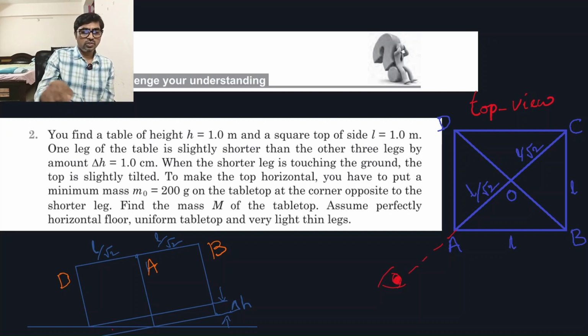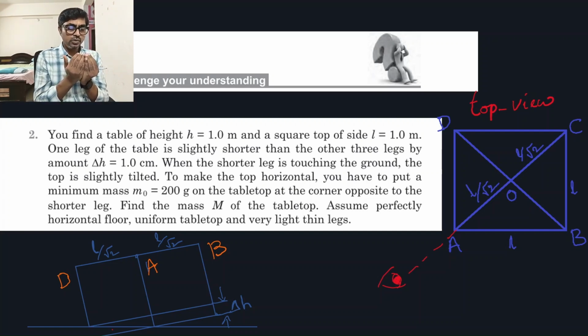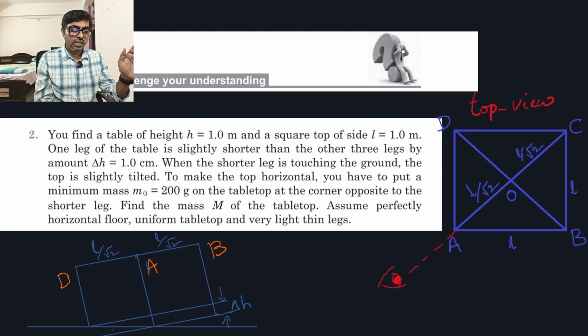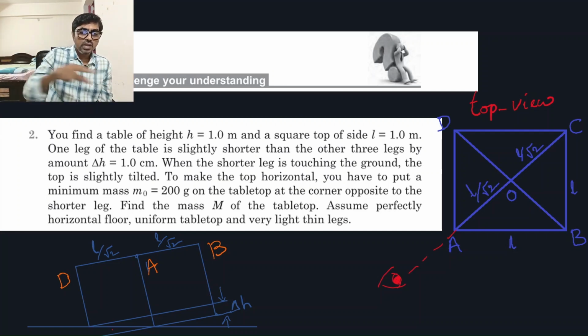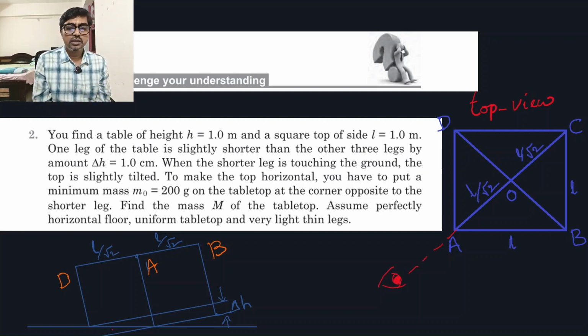So when you are looking through, A is in front of you, O and C will be behind, D will be to your left and B on the right side. Below D the leg is assumed to be shorter by delta H, and when that leg touches the ground, the diametrically opposite point B would be lifted up. So that is what we have. The separation between D and B is the diagonal, L root 2. So that is another projection we have.